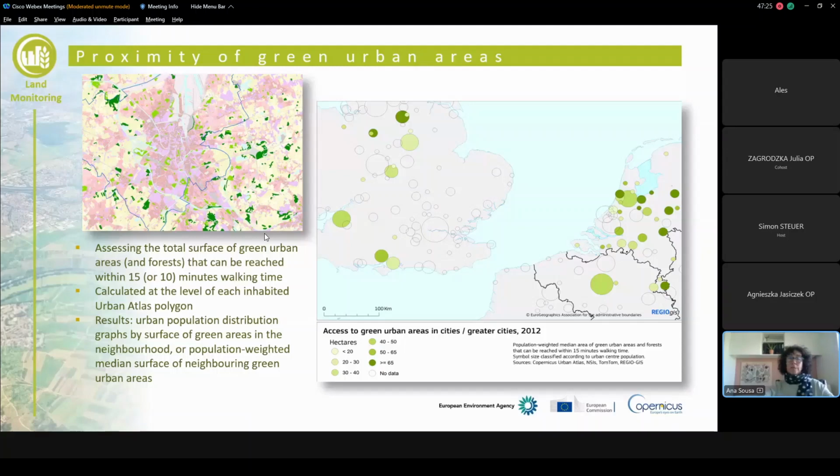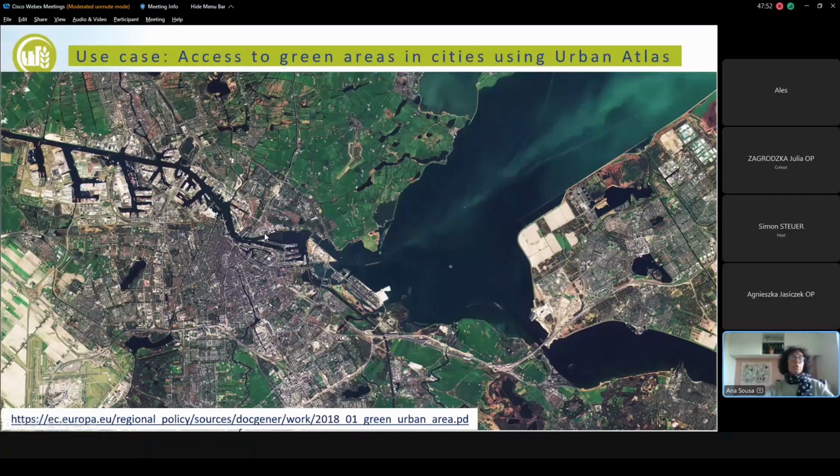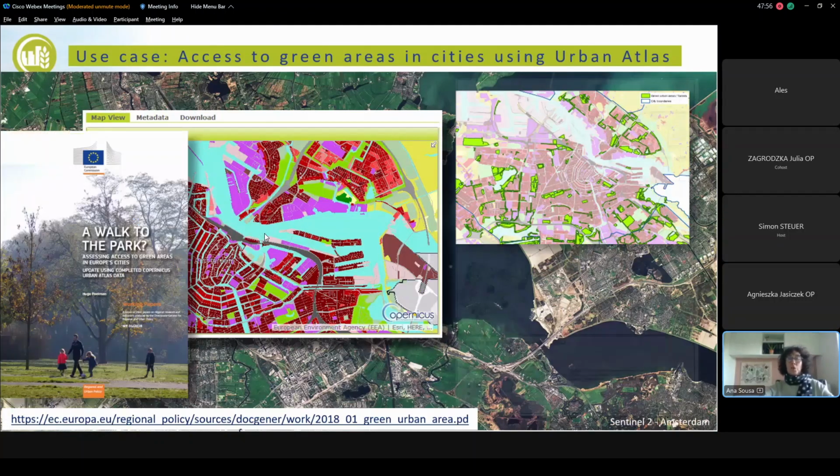And the method uses Urban Atlas polygons to determine an area of easy walking distance around an inhabited Urban Atlas polygon. And then they calculate the median surface of green areas that can be reached in this time. And this time is around a 10-minute walking time. So how much green can you reach in 10 minutes walking time? And the result of this study was a publication by DG Regio called A Walk to the Park?